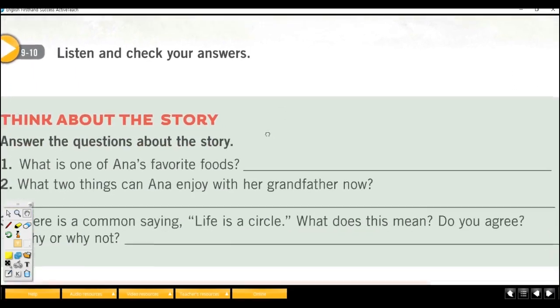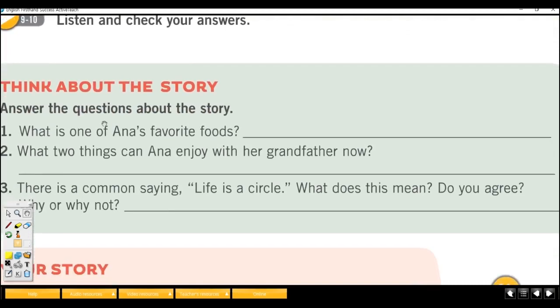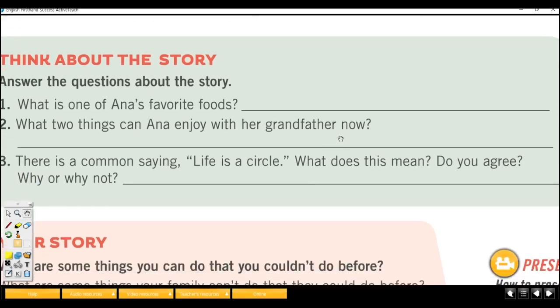So let's think about the story. What is one of Anna's favorite foods? What two things can Anna enjoy with her grandfather now? There is a common saying, life is a circle. What does this mean? And do you agree? Why or why not?